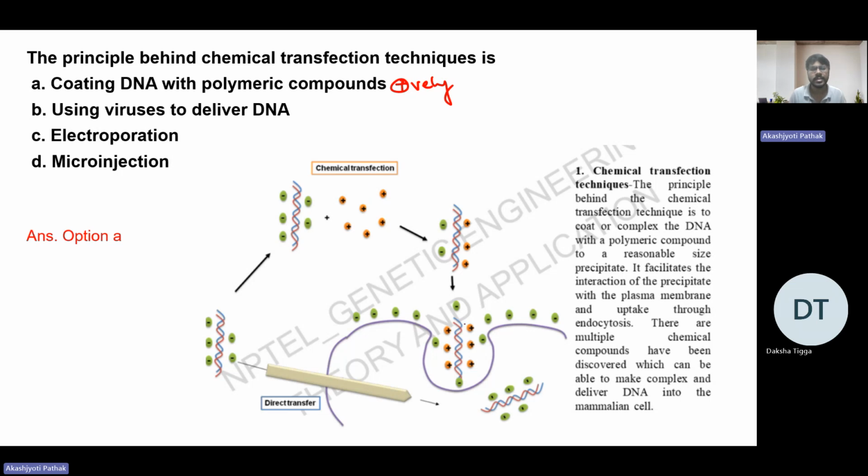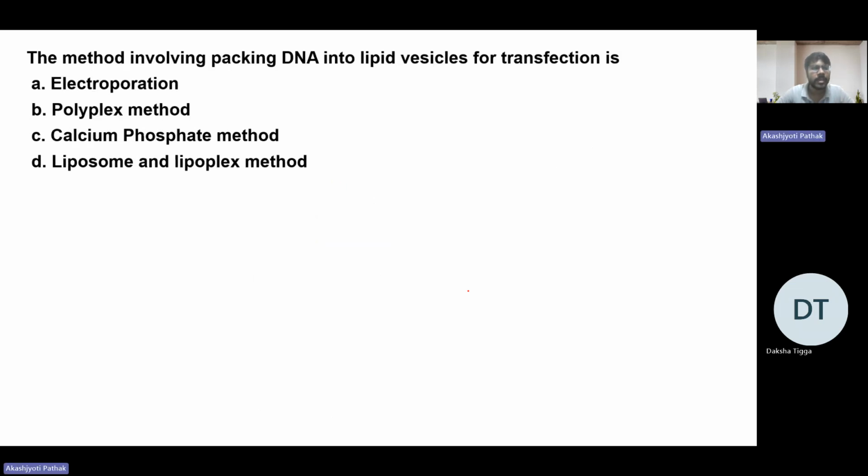And now this positively charged complex, and the mammalian cell membrane is negatively charged. It has an overall negative charge. So this positive and negative charge will allow the complex to be endocytosed by the mammalian cell membrane, and the DNA to be transferred into the cell. Okay. Now, the method involving packing DNA into lipid vesicles for transfection. So the answer is option C.